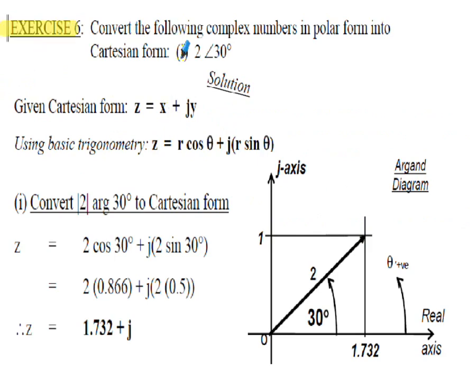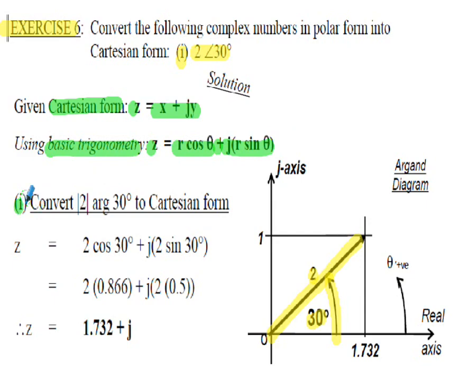Exercise 6 solutions, part 1. We're given the polar form of a complex number of 2 argument 30. We sketch this on the Argand diagram. This would have a modulus of 2 at the argument of 30. Don't forget, positive 30 measured anti-clockwise from the real axis. We've got to convert this into Cartesian form. Don't forget that Cartesian form is z equals x plus jy. From basic trigonometry, we've shown that z can be written as r cos theta plus jr sine theta.